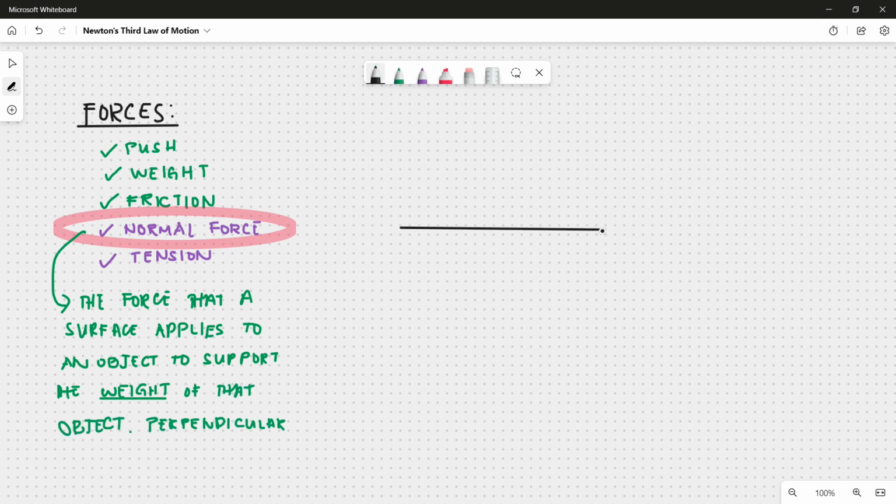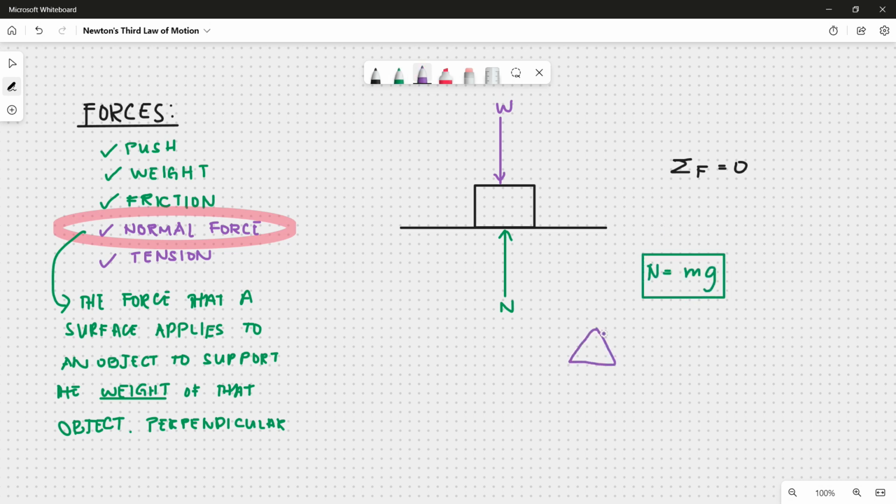If an object on a flat surface is not accelerating, the net external force is zero, and the normal force has the same magnitude as the weight of the system but acts in the opposite direction. In equation form, we write that N = mg. Note that this equation is only true for a horizontal surface.